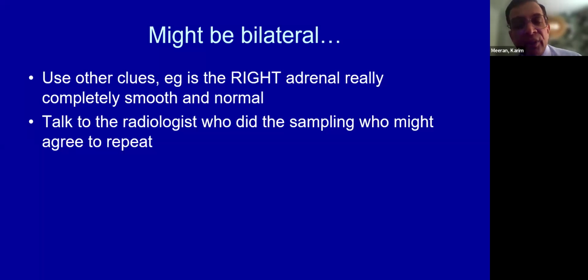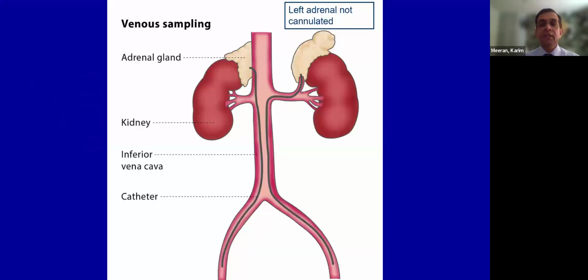So we tend to look at the adrenal glands very carefully and say, okay, look, we couldn't get in, and the radiologist will say, look, I can't do it. And then he or she will look at the right adrenal. If it's really smooth and normal, we might think, look, probably it's unilateral. If it's a young patient, it's unilateral. Let's go for it, okay?